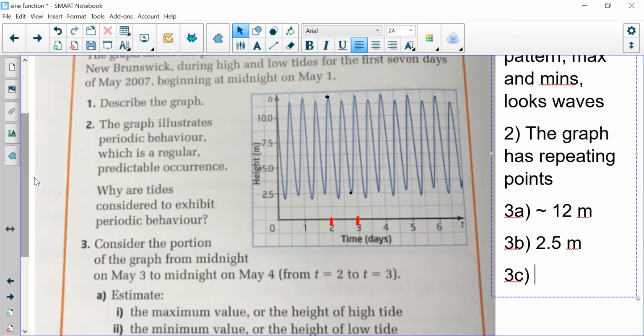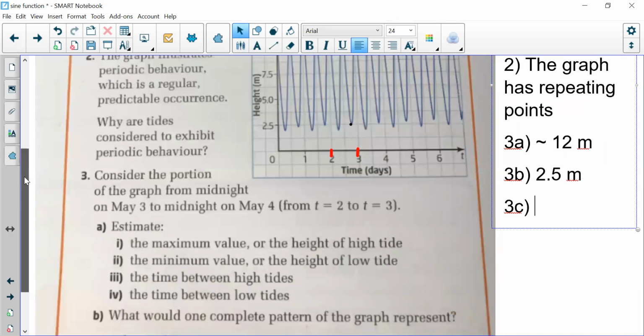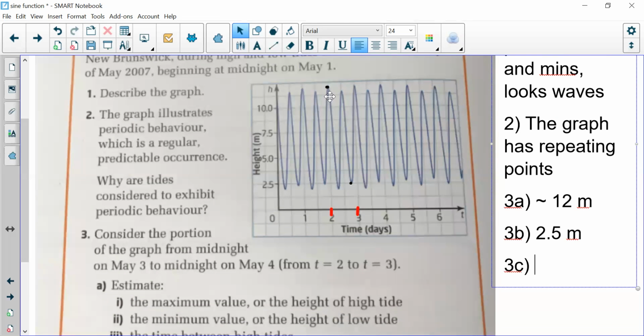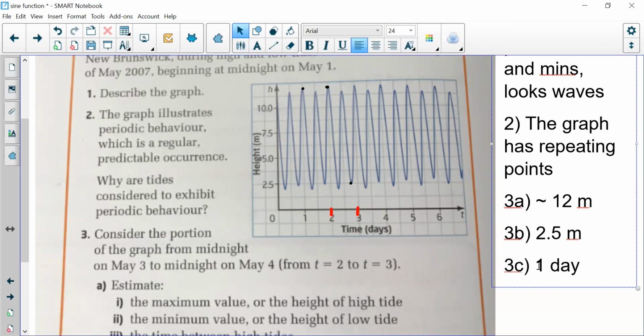Okay, 3C. What is the time between the high tides? So go from a peak to a peak. It doesn't matter which two you pick. So maybe I'll pick this one here. What's the length of time between these two peaks? 1 day. Good.